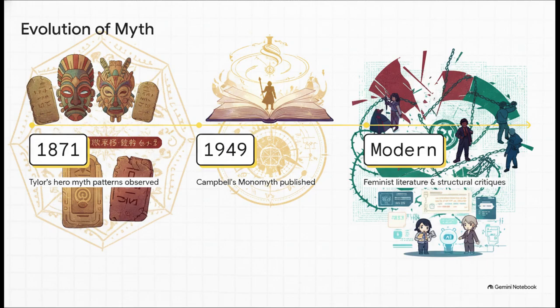If we trace the history, anthropologists like Edward Burnett Tylor began observing hero myth patterns way back in 1871. This eventually led to Campbell's famous 1949 publication. But in the modern era, the monomyth has been subject to feminist literature critiques and structural pushback. As a modern writer, it is absolutely crucial context to consider how these traditional narratives are viewed today.